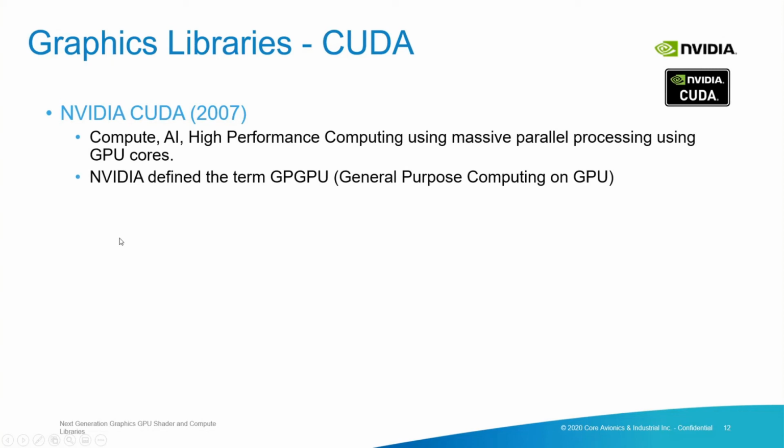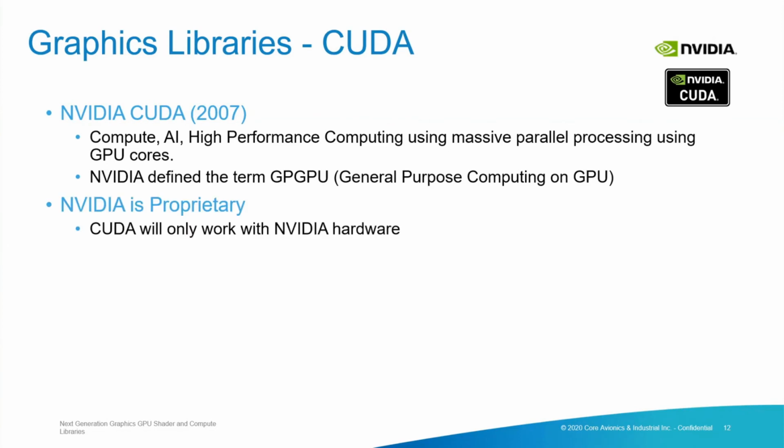So NVIDIA defined the term GPU. They were the first to define it, so they know about compute. That was their core business, as well as graphics, of course. NVIDIA is proprietary, so it only does standards and APIs for NVIDIA hardware. It doesn't do CUDA for an AMD device, a GPU, or an Imagination device. CUDA will only work with NVIDIA hardware.